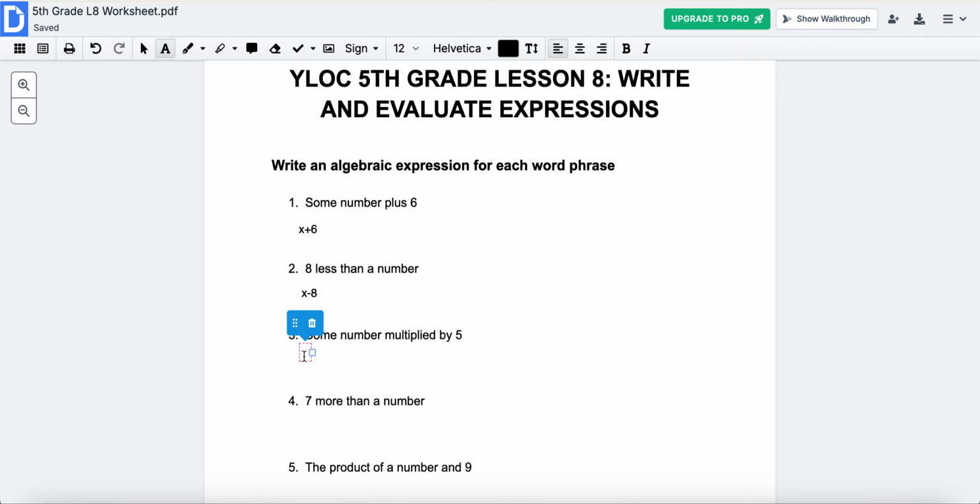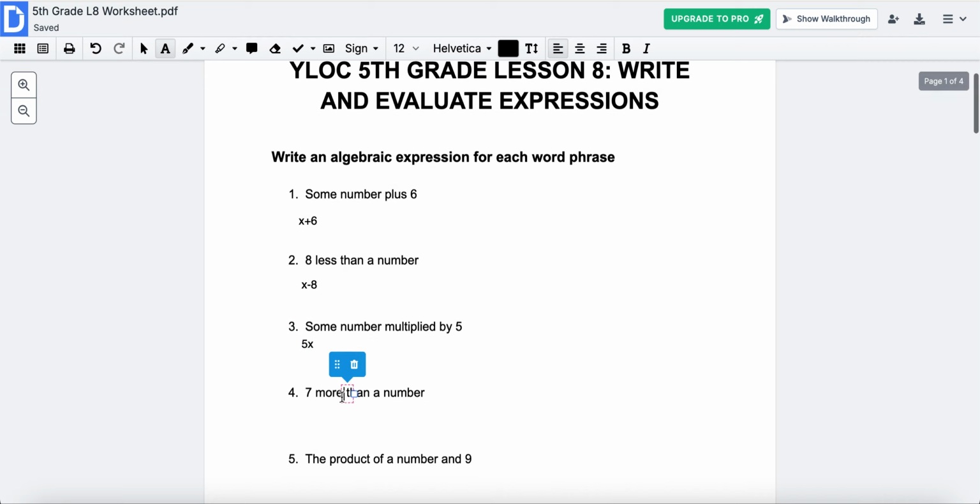Some number multiplied by 5. So some number represents x, and it's multiplied by 5. So try that on your own, and I will give you the answer. It should be 5x, so 5 times x.